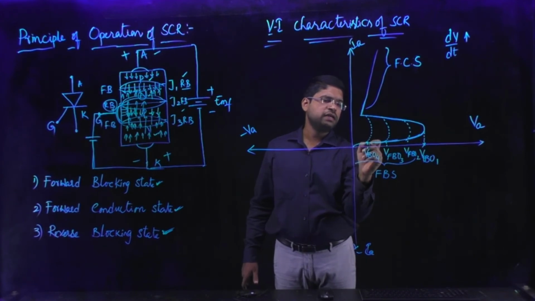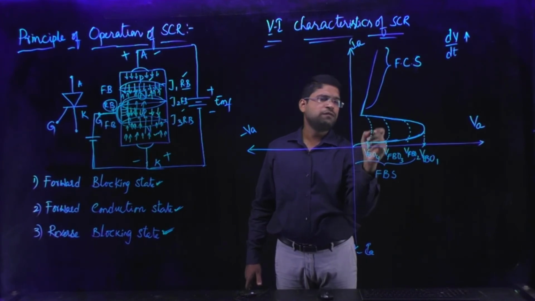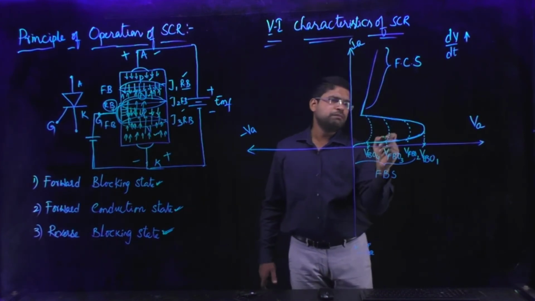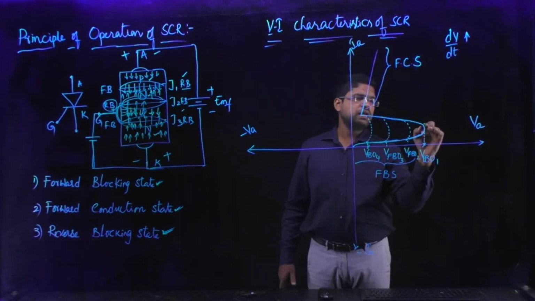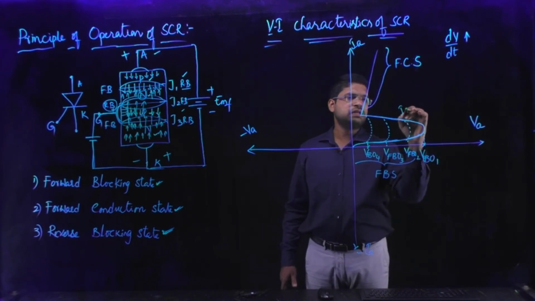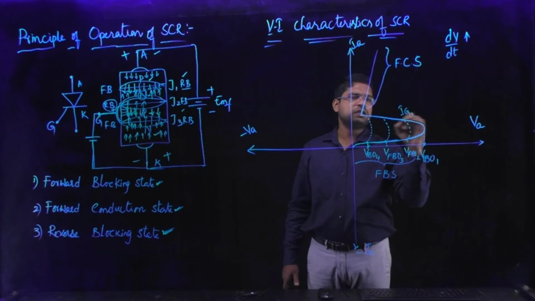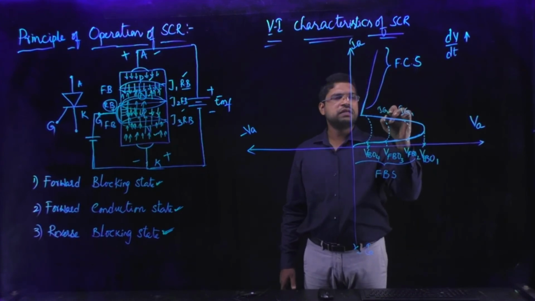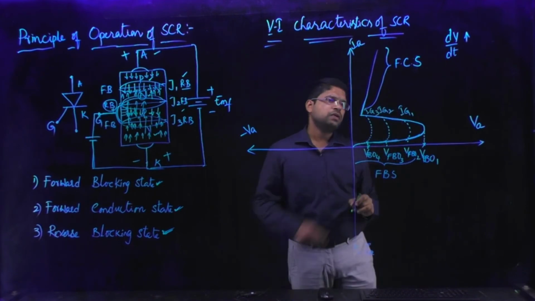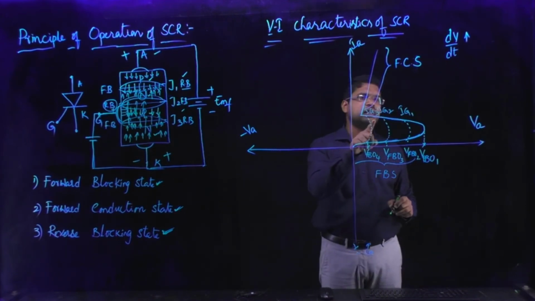So up to this instant, whatever forward bias voltage appeared across the device will fall down and the current gets increased, right? So here I can say that at this particular instant, this is gate current 1, this is gate current 2, and this is taken as gate current 3. Now you tell me, gate current 3 is greater than gate current 2.